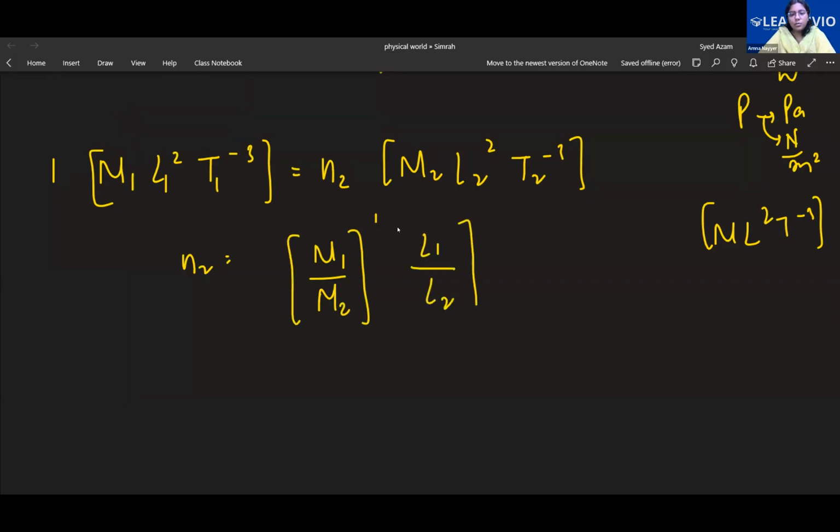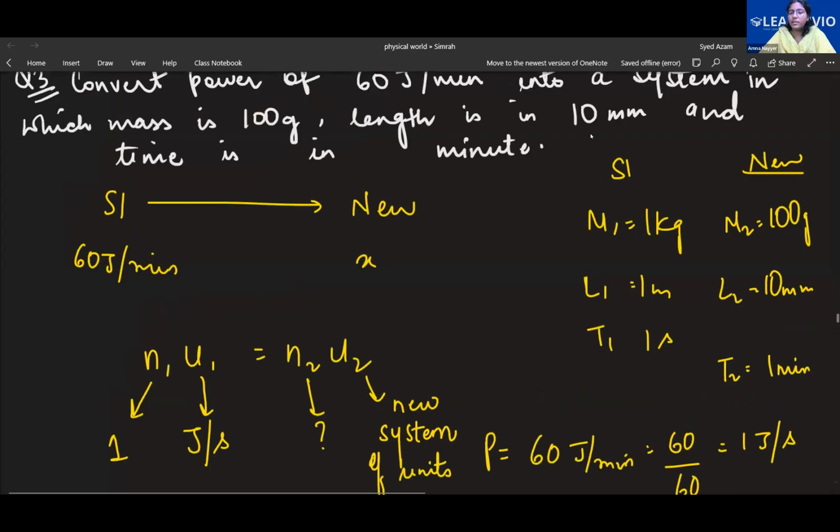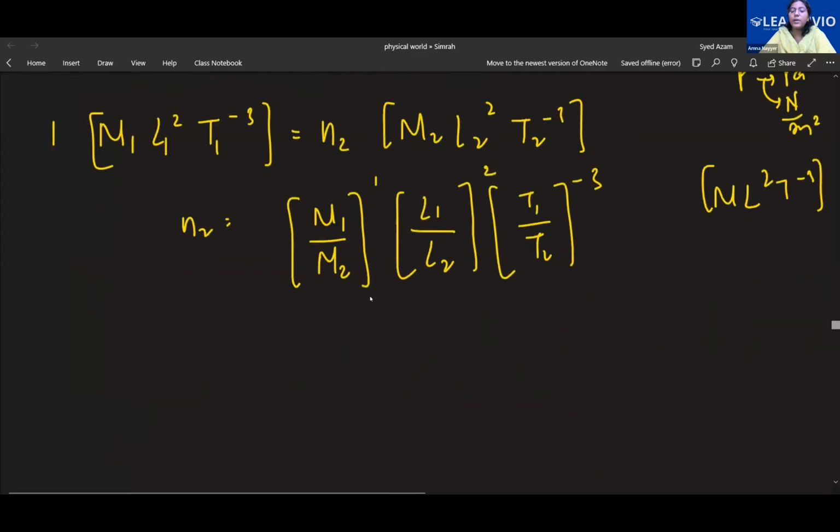L1 by L2 whole square, T1 by T2 to the power minus 3. Now let's put the values. This will be 1 kg by 100 grams. Otherwise, if this was not given, we could write this as 1 kg by 1 gram. But right now we'll write it as 1 kg by 100 grams.